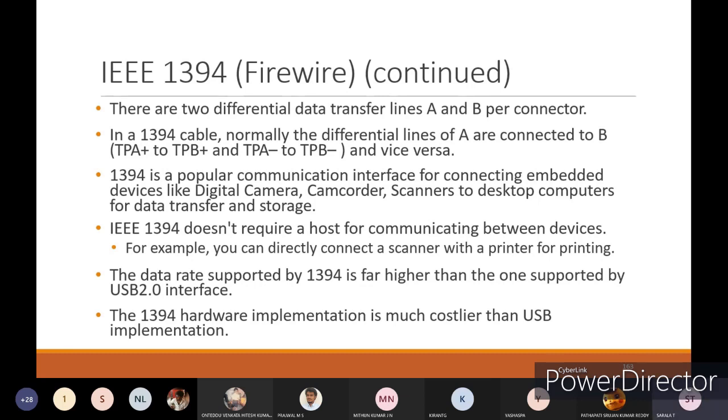The data rate supported by 1394 is far higher than the one supported by the USB 2.0 interface. The 1394 hardware implementation is much costlier than the USB implementation. Compared to USB, your FireWire hardware implementation is a little costlier.